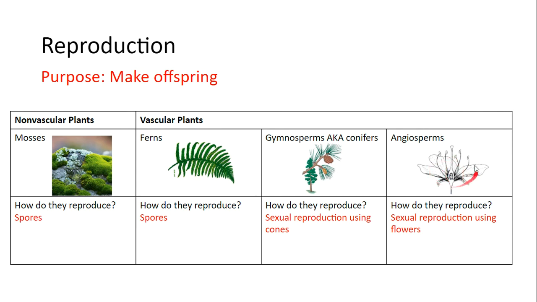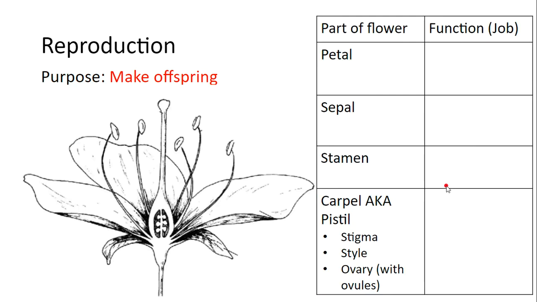So let's take a closer look at the parts of the flower that we see on angiosperms. So again, we need to make offspring. So let's start with the petal. Most of the flowers that we see are different colors, yellows and blues and reds. The purpose of the petal is to attract pollinators. And the color of the petal will attract a different type of pollinator depending on the plant.